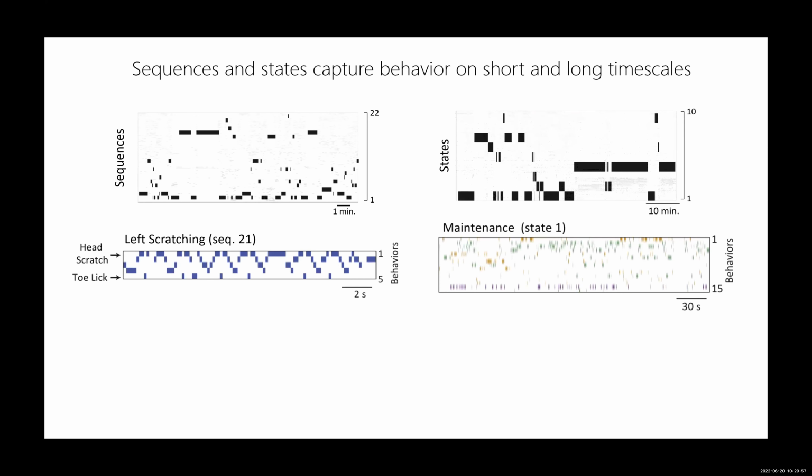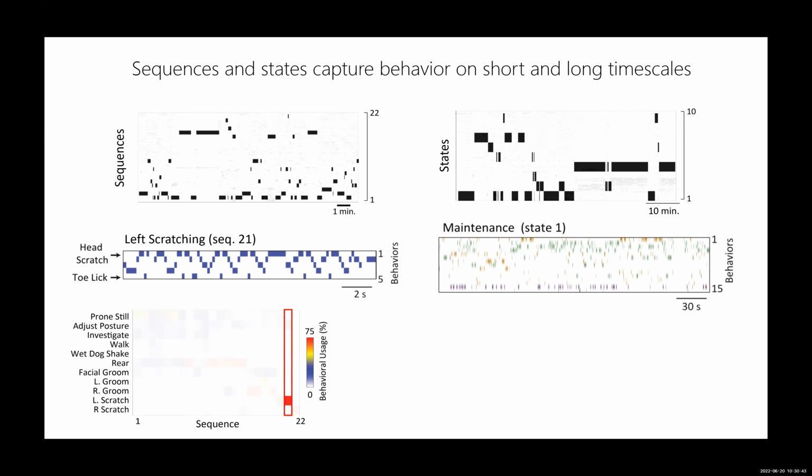Here's an example of a sequence versus a state. So sequence 21, which is a left scratching sequence, the animal is always engaged in essentially 5 behaviors all in the same order, right, over time. So it's scratching itself, moving its leg, sniffing, licking its toe, right? And so that's always happening whenever this animal is engaged in this left scratching sequence, which is sequence 21. Whereas a state, right, that we can automatically find has this less defined structure, right?